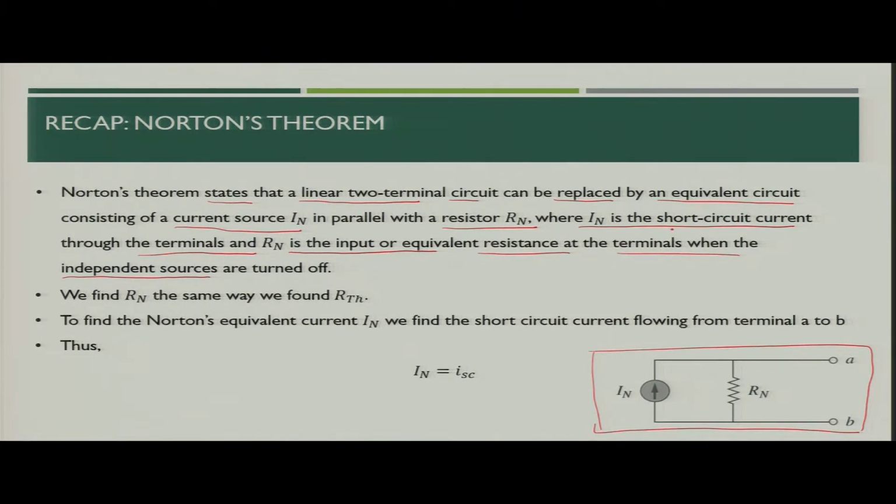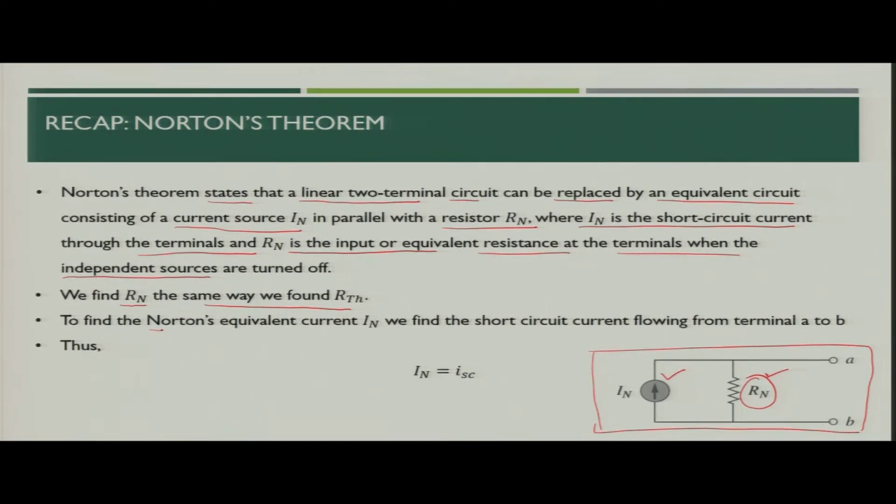Here, I n is nothing but the short circuit current flowing through the terminal A B, and R n is the input resistance which you will see when you look through these two terminals; the value of that would be nothing but Norton's resistance. So, the unknown variables in this case are R n and I n, and we have to find them out. Now, R n can be found in the same way we found R th, the Thevenin resistance, in the Thevenin theorem discussion.